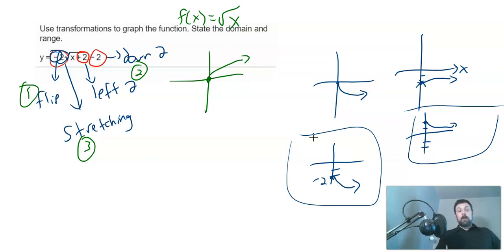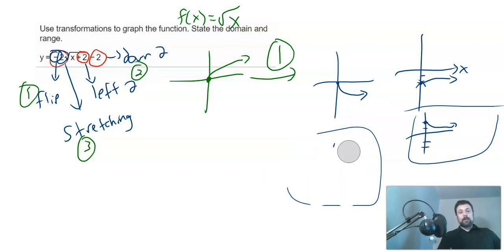So this is actually on the right track. We're taking the basic function, we're flipping it over first. That's what I've done here. And then maybe I should just erase this one. Let's do this. Okay, erase that.